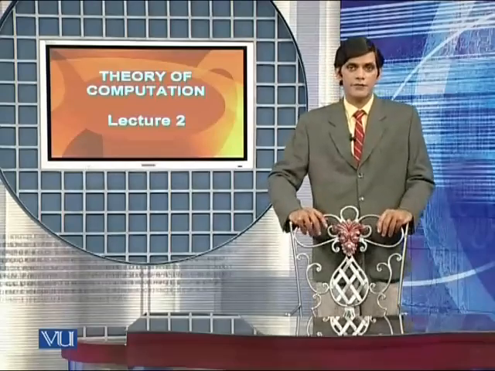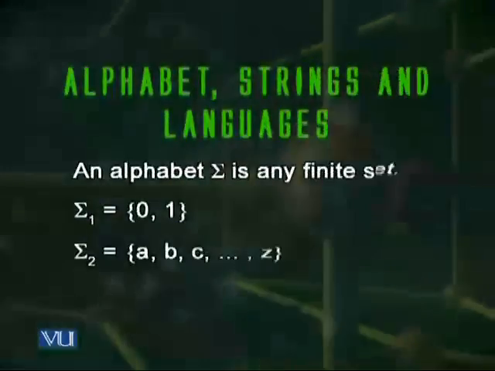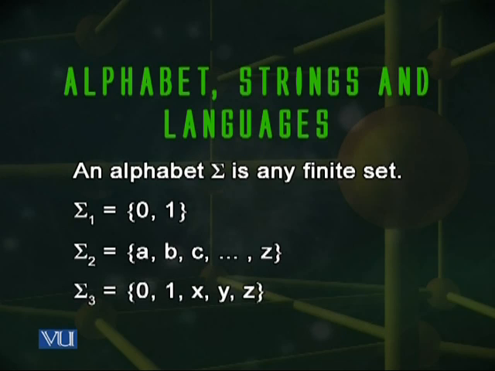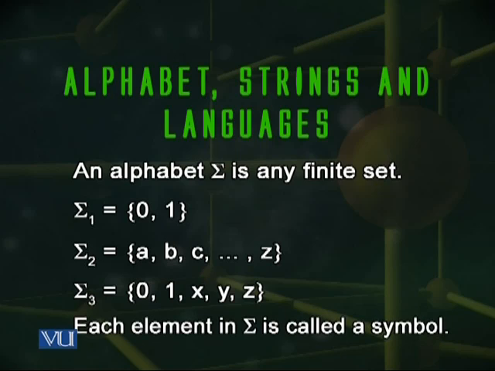We can have other kinds of alphabets. For example, here sigma 2 is an alphabet that consists of all the lowercase letters in the English alphabet. We are very familiar with it. It consists of 26 symbols. Another alphabet that's shown on the slide right here consists of 5 symbols, namely 0, 1, X, Y, and Z. As you can see, there is no restriction on what kind of symbols there would be in an alphabet. For us, an alphabet is just going to be a finite set of symbols.